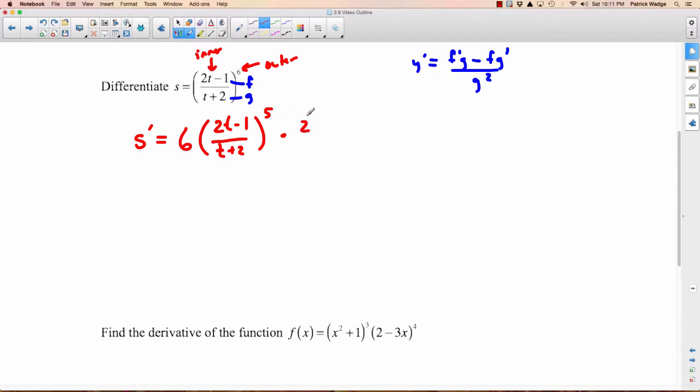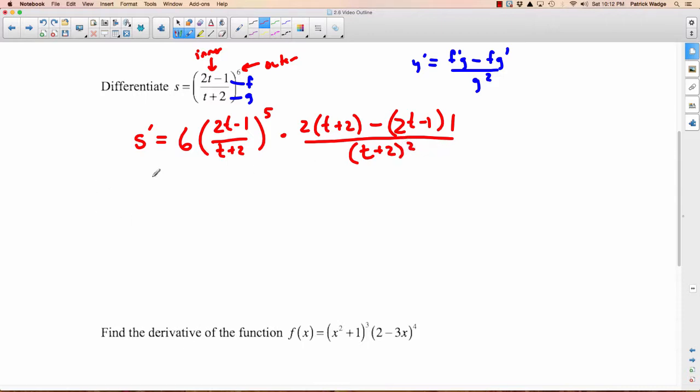Well, the derivative of the numerator is just 2. And we multiply that by the bottom, g, which is t plus 2, minus f. The f is just 2t minus 1, and we're multiplying that by the derivative of the denominator. Well, the derivative of the denominator is just 1. This is all divided by g squared, so that's t plus 2 all squared.